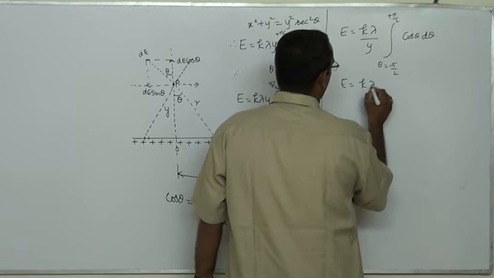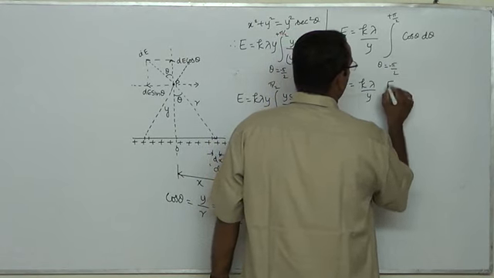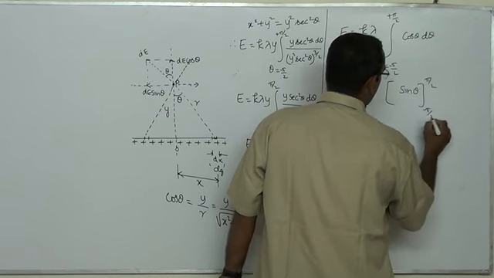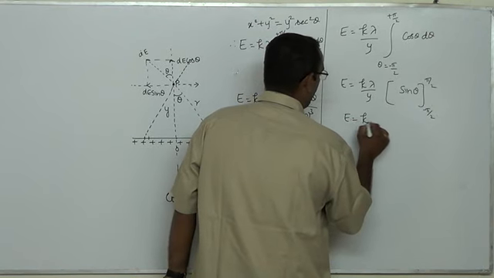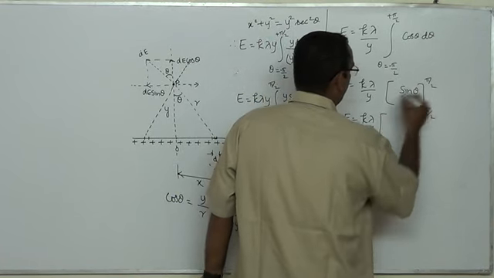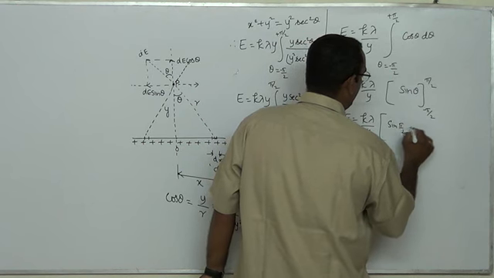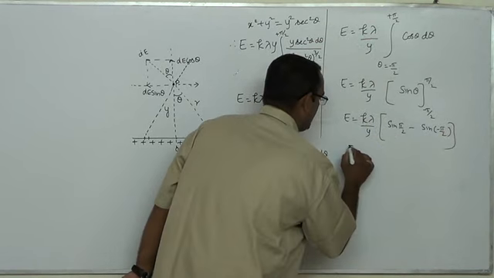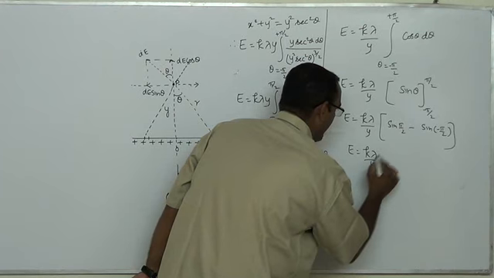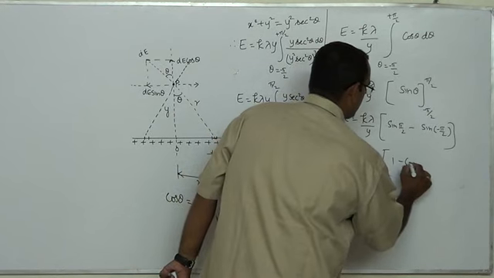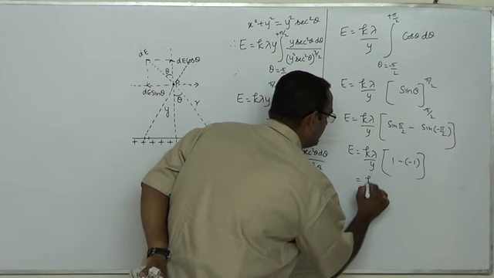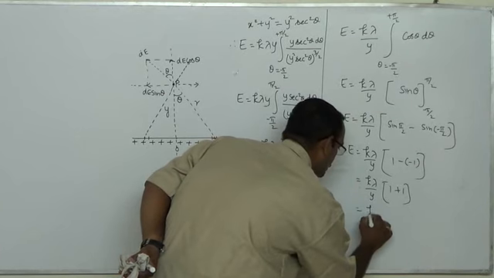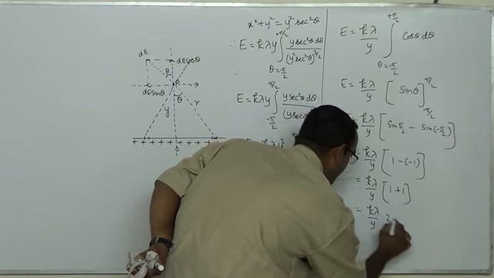E equal to k lambda by y. Integral of cos is sin theta. Upper limit is pi by 2 and lower limit is minus pi by 2. So E equal to k lambda by y. Apply the limit, sin 90 minus the lower limit is equal to k lambda by y. Sin 90 is 1, minus of minus 1, which is equal to k lambda by y, which is 1 plus 1, which is nothing but 2. So k lambda by y multiplied by 2.